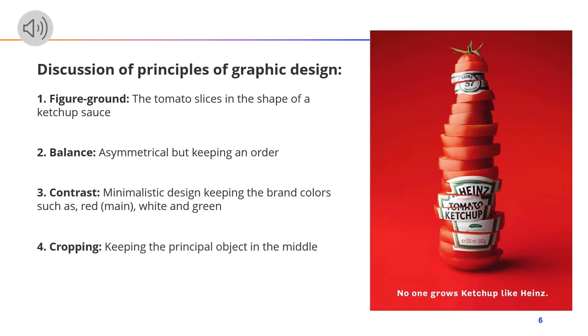Okay, so here we have the discussion of principles of graphic design. Figure ground: tomato slices in the shape of a ketchup sauce. The balance: symmetrical but keeping an order. Contrast: minimalistic design, keeping the brand colors such as red, white, and green. The cropping: keeping the principal object in the middle.